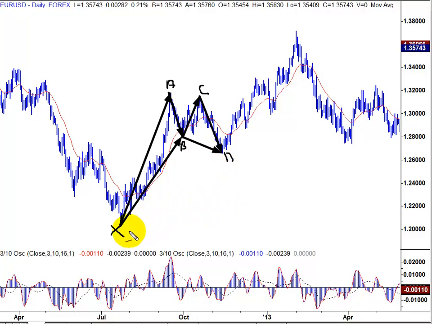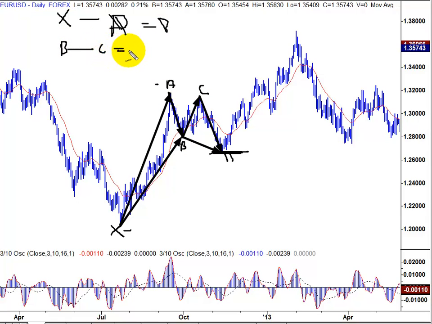And what does this mean? Well, from X to A, you're looking for a retracement down to D. So from X to A equal D, and then from B to C equal D, and then A to B equals C to D. So we're looking at a measurement from B to C with the percentage down to the downside, and then from A to B, we're looking at C to D.